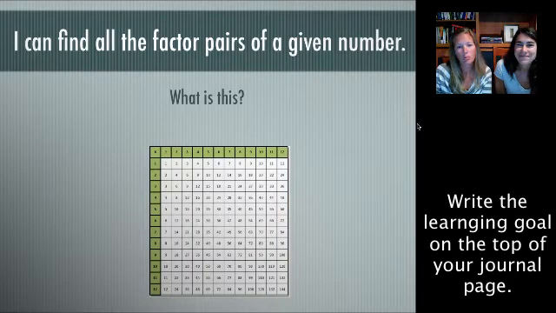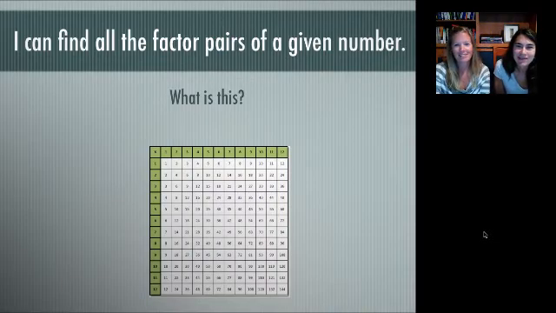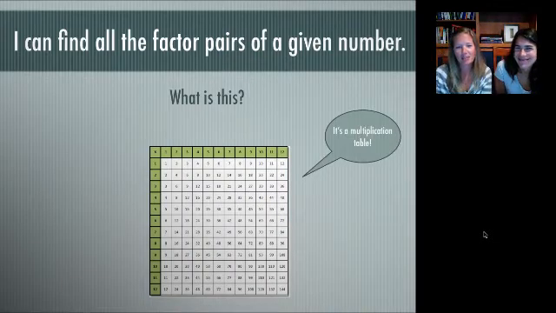Okay, so what is this? You know what this is? I know. Multiplication table. Ding ding! We have a winner. It's a multiplication table. So hopefully you guys have recognized this, and I just want to talk briefly about it because we're going to be going back to it a little bit later in the lesson.